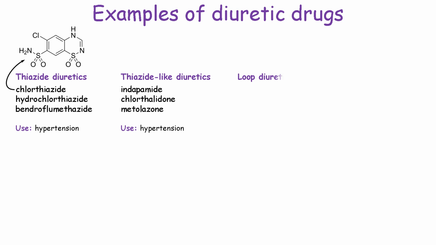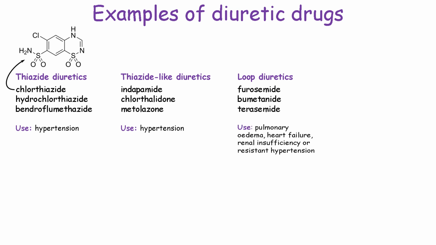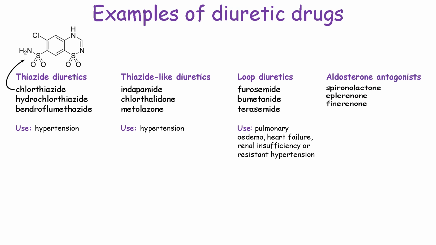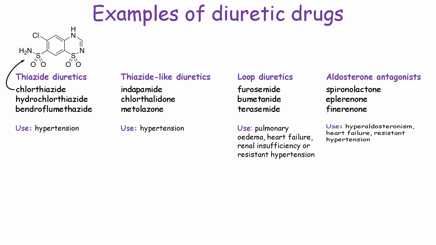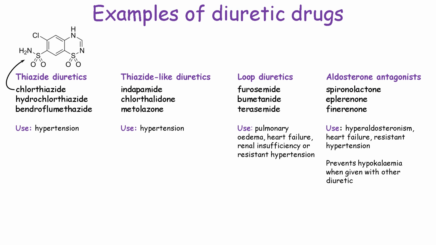Loop diuretics produce a more powerful diuresis, but are no better than the thiazides at lowering blood pressure. So they are reserved for use in patients with pulmonary edema, heart failure, renal insufficiency, or resistant hypertension. Aldosterone antagonists have a relatively weak diuretic effect, so they are mainly used for hyperaldosteronism in heart failure and resistant hypertension. They are often given with other drugs and can prevent hypokalemia when given with a loop or thiazide diuretic.